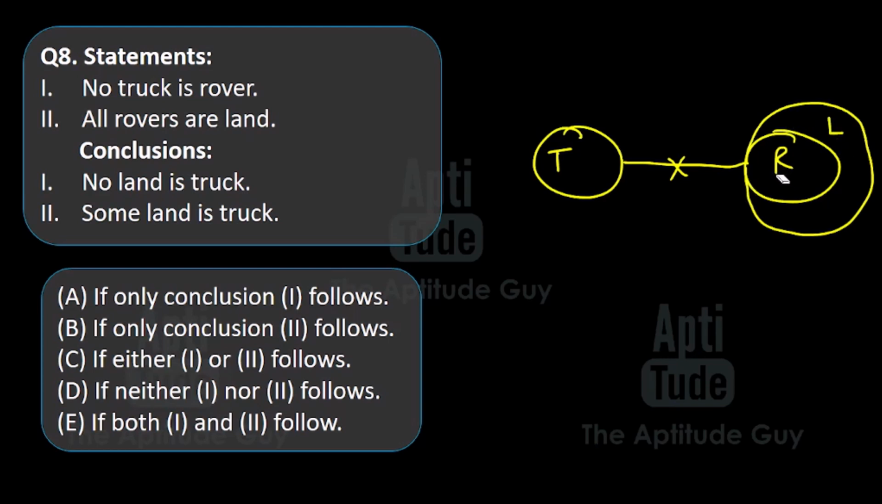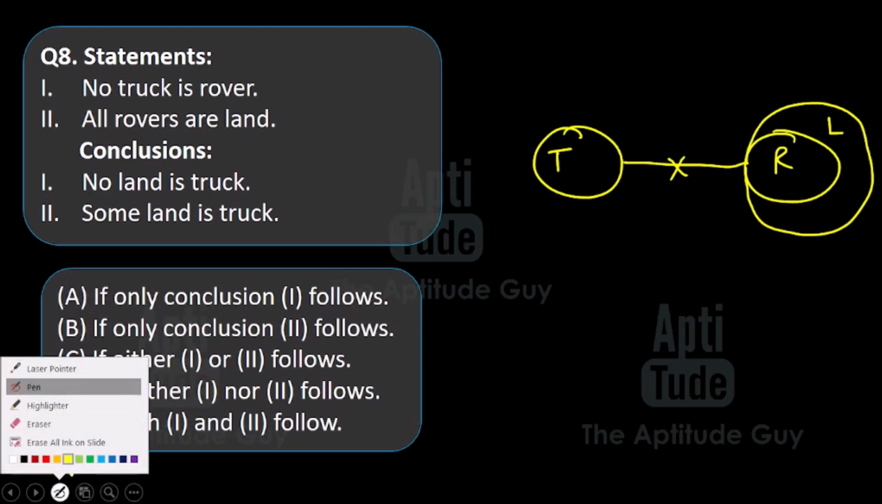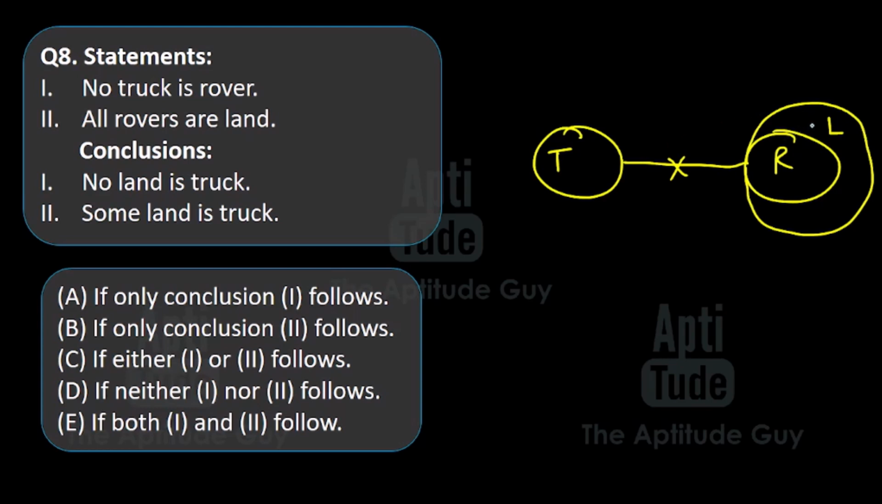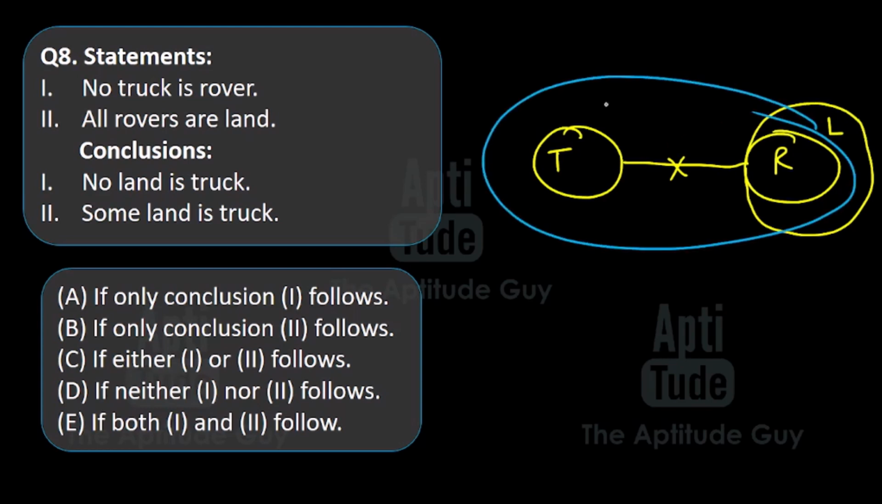That is why a lot of people think that the first conclusion is absolutely true, where it says no land is truck. And that is why a lot of people mark the answer as option A. But that is not the right answer, because there is another possibility that exists over here, which is like this. We know that no truck is rover, but all the rovers are land and they have not told anything about trucks being or not being lands.